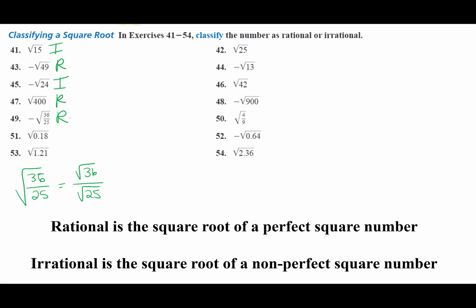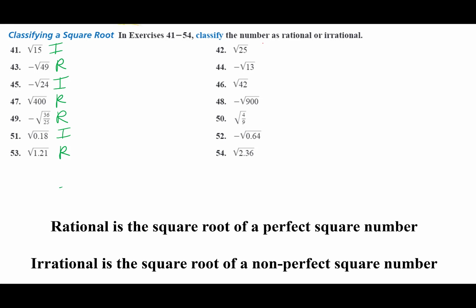51 is the square root of 0.18. The easiest thing to do here for 51 and 52, 53, 54 is to move the decimal to make it a whole number, and then you can better see if it's rational or irrational. The square root of 0.18, or even the square root of 18, that's not a perfect square number, so this is irrational. 53, 1.21. If you move the decimal to make it a whole number of 121, that is a perfect square number, 11 times 11, so this is rational.